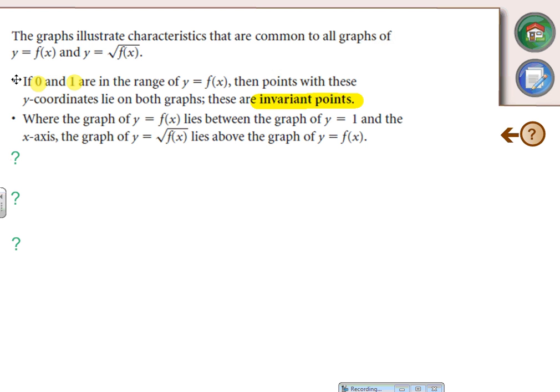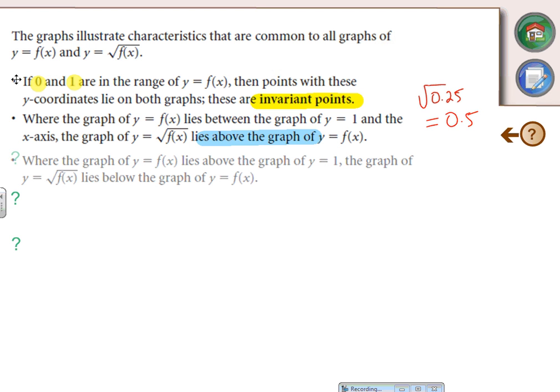Where the graph of f of x lies between the graph of y equals 1 and the x-axis, that means, what I said, when the value was less than 1, in our example 0.25, when you take the square root of that, it actually goes above the graph. Because when you take the square root of a number between 0 and 1, it actually gets larger. So the example we used was the square root of 0.25 is larger than 0.25, which was 0.5.